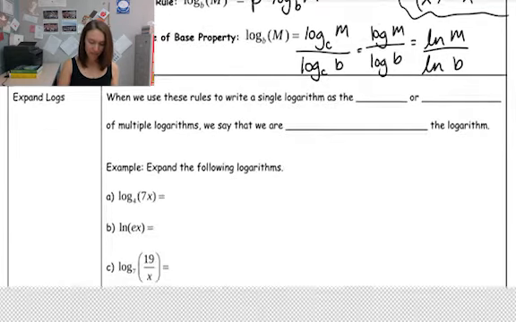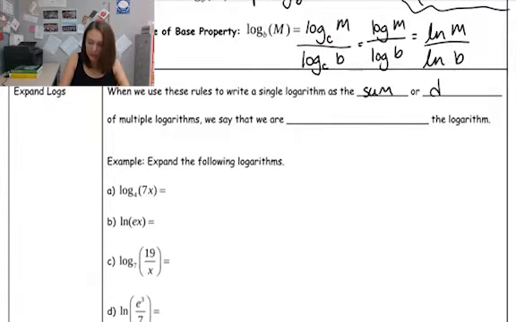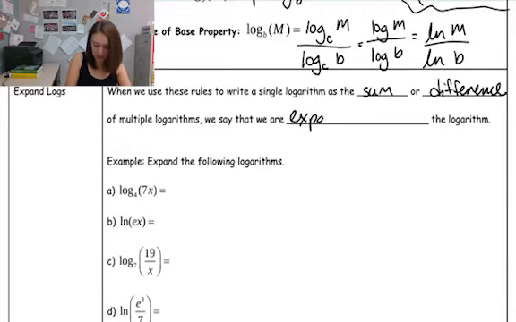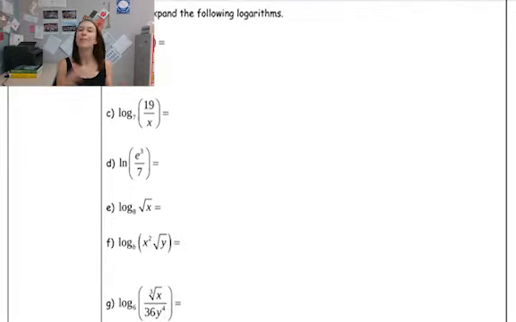All right, so let's use these rules to write a single logarithm as the sum or difference of multiple logarithms, and we say that we are expanding the log. So I'm going to do a few of these examples. You can always write it down on your paper and try a couple. I'll give you all the answers, but I'll just kind of deeply explain a few of them.